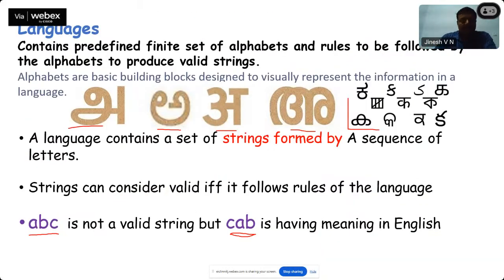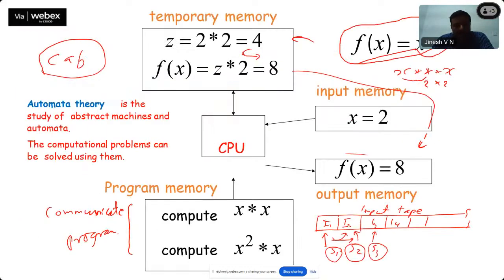I'll just repeat one more time. We have seen what a language is. A language consists of strings formed by various combinations of the alphabet, which is a predefined set of alphabet in the language, by following specific rules and regulations in the language. The specific rules and regulations are known as the grammar of the language.